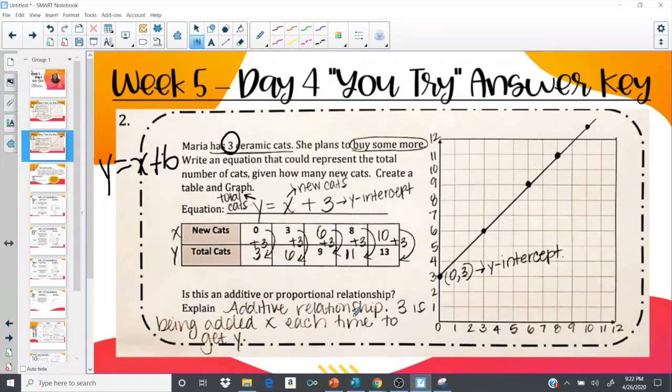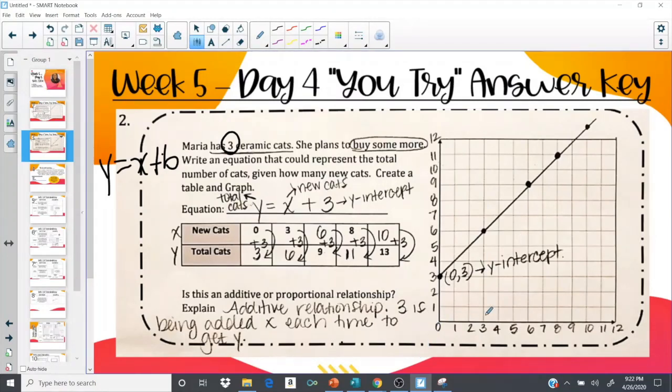Is this an additive or proportional relationship? This relationship is additive. 3 is being added to x each time to get y. And we also know that it does not go through the origin, therefore it's definitely not proportional.